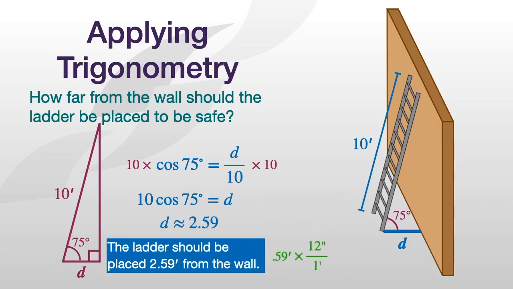Practically speaking, we should convert this into feet and inches. 0.59 feet is approximately 7 inches, so the distance is better expressed as 2 feet 7 inches.